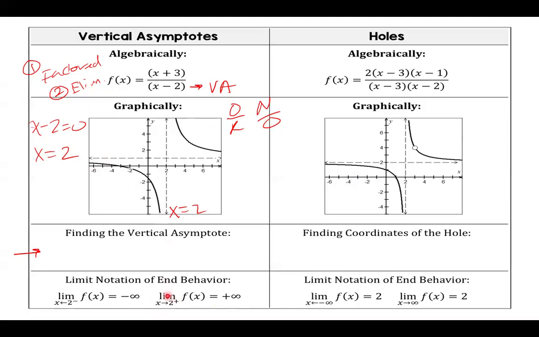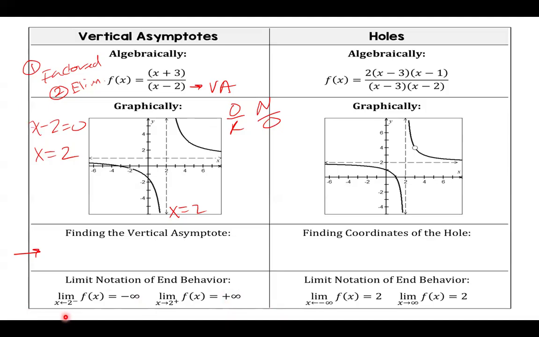And then the next one says limit as x goes to 2 from the right. That's what the plus sign means. As I'm coming from the right, heading towards 2, what am I doing? I'm going to positive infinity. This is your limit notation for a vertical asymptote. Okay, you're going to have to write it in.